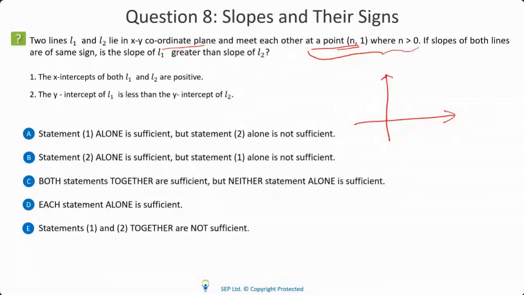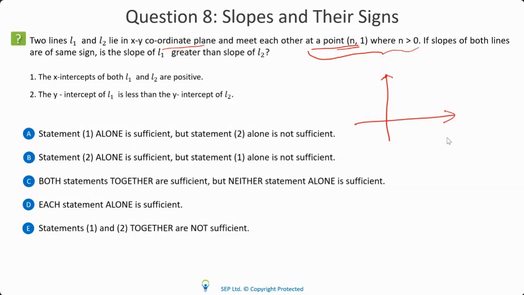A very small inference, but I think an important one. Two lines meet means they're cutting each other. Right. So they are meeting in the first quadrant. That's good, in Q1. So that's a very important inference that you should be able to make after reading it.